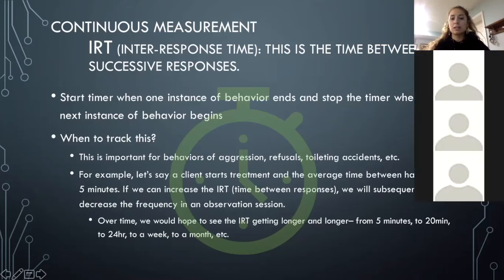So inter-response time is really important when you're trying to increase the time between responses, like maybe maladaptive behaviors, or even the time between accidents, or like voiding in our pants kind of thing. Or maybe we're trying to decrease the inter-response time. Maybe we need a behavior to occur more often, such as initiating conversations with peers, or spontaneously manding to use the bathroom, or things like that. So it's just a way to measure if behaviors are getting farther apart or closer together.